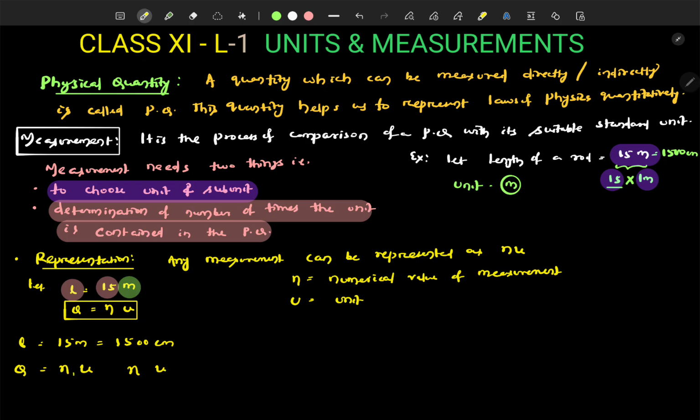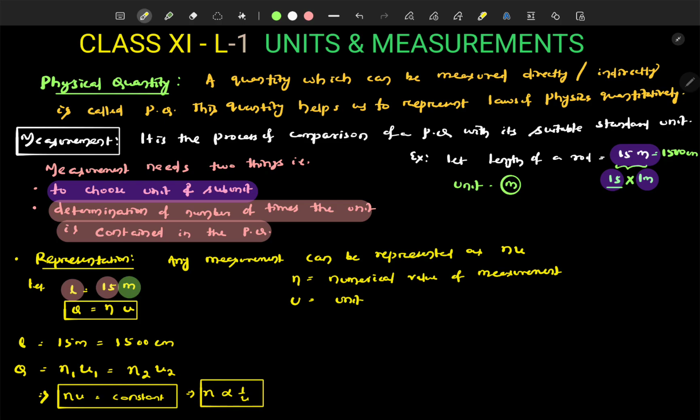Suppose this is N1, U1, where U1 means the first system and U2 means the second system. In the first system the numerical value is 15, and in the second system of unit the numerical value is 1500, let it be N2. So we can say Q is equal to N1 U1 equal to N2 U2. From this, N into U is equal to a constant. And if N into U is constant, we can say N is proportional to 1 by U.